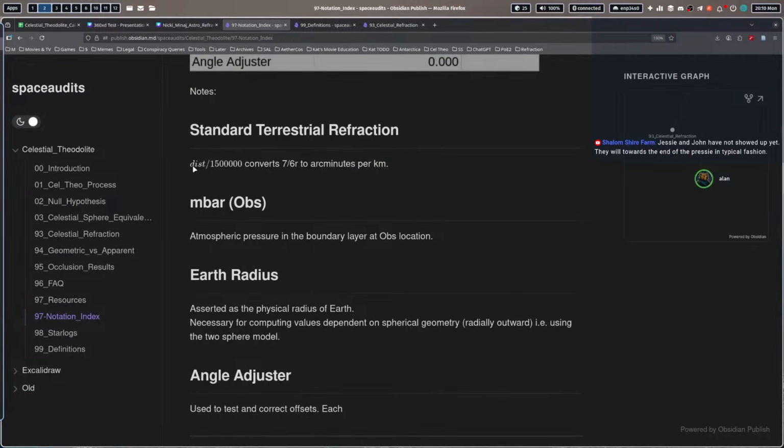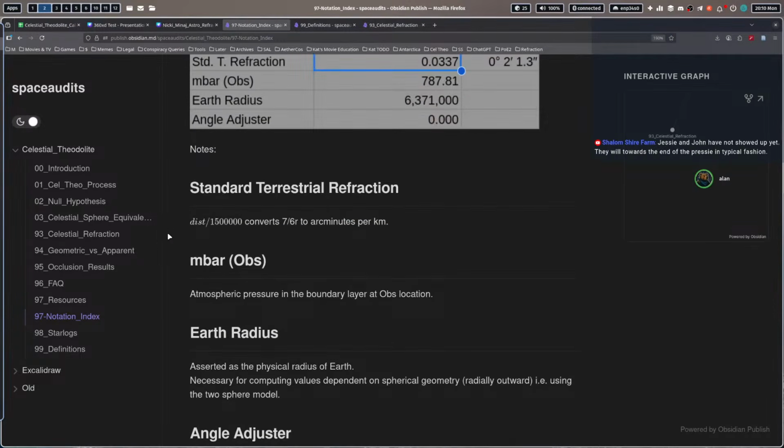that you put in. So the standard refraction, of course, that was calculated by the distance over 150,000 meters, which converts 7/6R into degrees per meter.